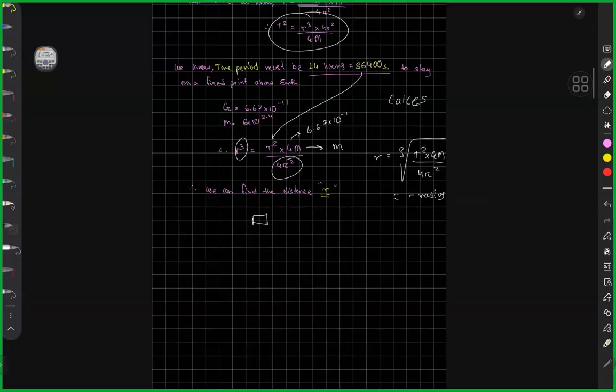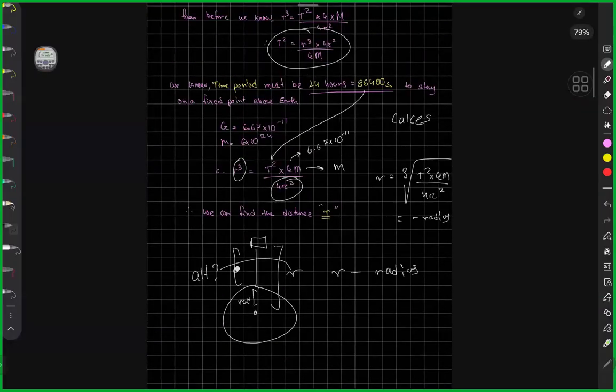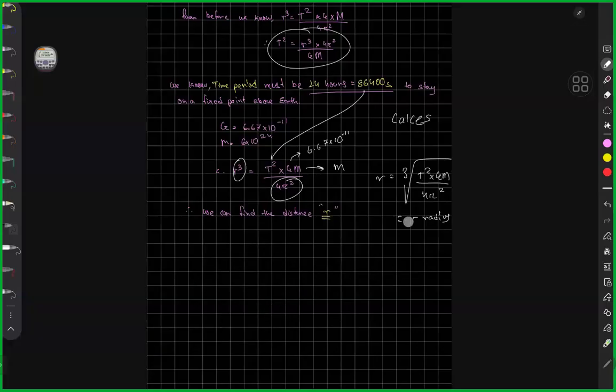So if this is the satellite and the Earth, what you have found is this R. If they ask you what the altitude is, you say R minus the radius, which is this. They can ask you this as well. I'm just making your life a bit easier. So that's the distance. Any question at this point?